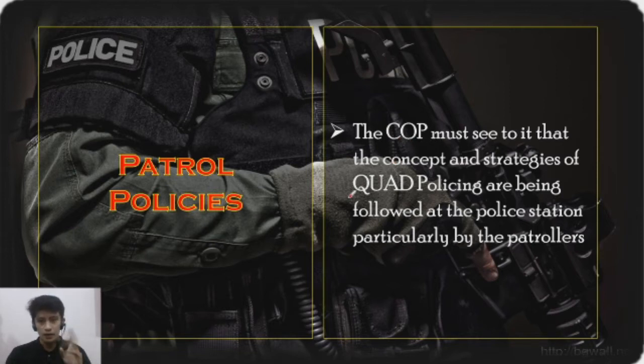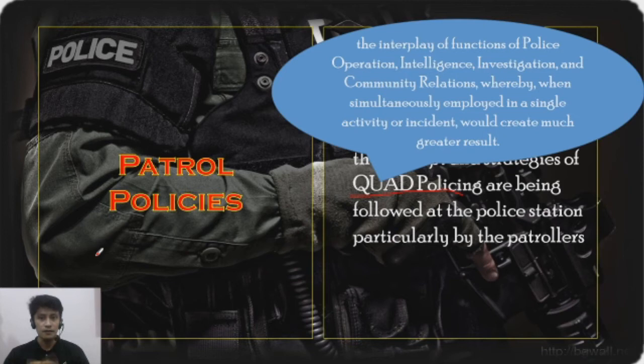And then we have here the so-called quad policing. So what is it all about? By the word quad, it is composed of four. As to the brief background of quad policing, it pertains to these four units. The first one is the police operation unit, and then we have intelligence, and then investigation, and then the community relations. So that is why they say it is quad policing.